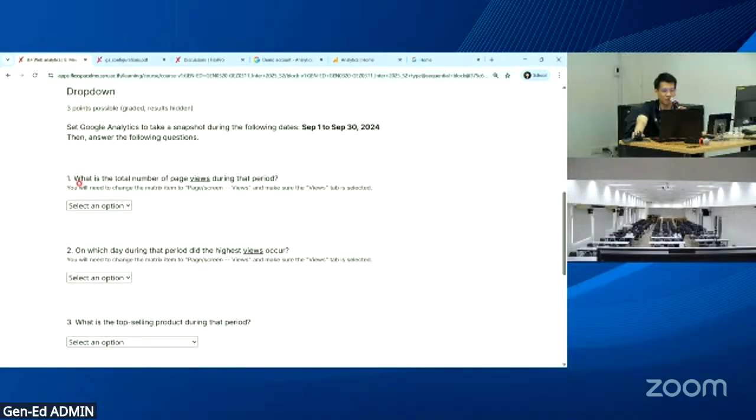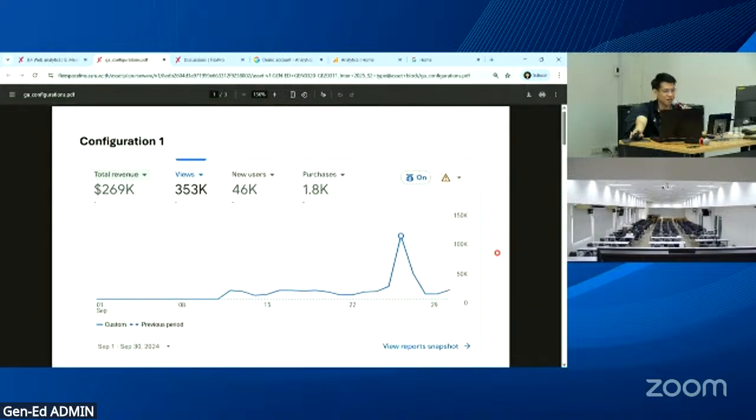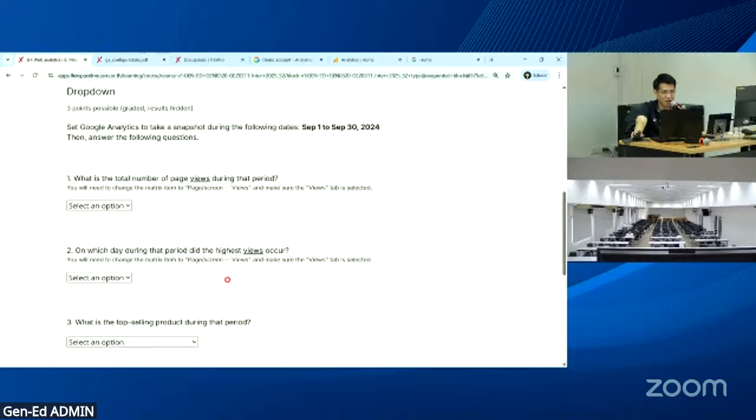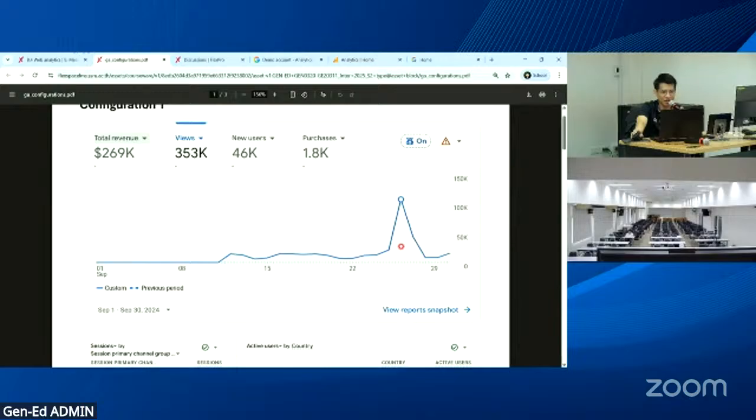And we are looking for the total number of page views during that period. What is the total number of page views? Do you see that information on this page? The number is very big. And on which day during that period did the highest views occur? We are currently on the views tab, so you will notice the date that the highest views occurred. It was during this date.